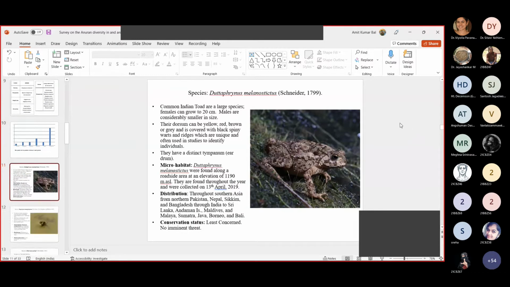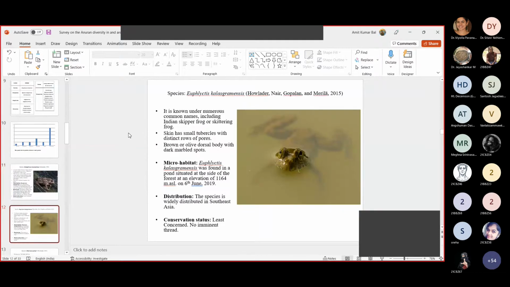So I will give a brief account on the species we encountered. The first one is the Duttaphrynus melanostictus. It is known as a common Indian toad, and they are characterized by their distinct tympanum and the presence of a yellow dorsum, which can also be red, brown, or gray, and is used to identify the species.